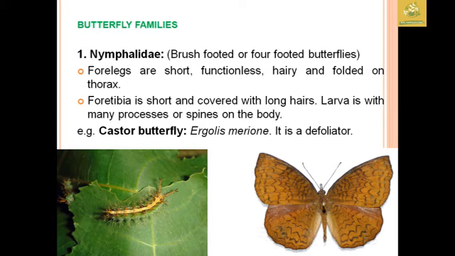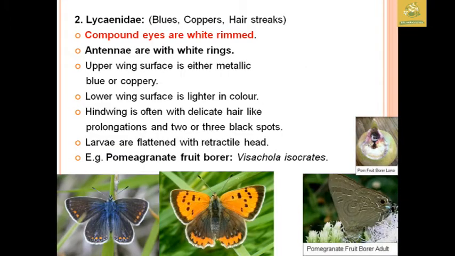And while seeing about the general characteristics, the forelegs are short, functionless, as well as hairy and folded on the thorax. And they contain many spines on their body during the larval stage, or the important characters you must know. And Lycaenidae, so these are said to be the blues or coppers as well as the hairstreak butterflies. So it is mainly named due to the colors present on the scales. And a better example is the pomegranate fruit borer, where the scientific name is Virachola isocrates, the scientific name of the pomegranate fruit borer butterfly.